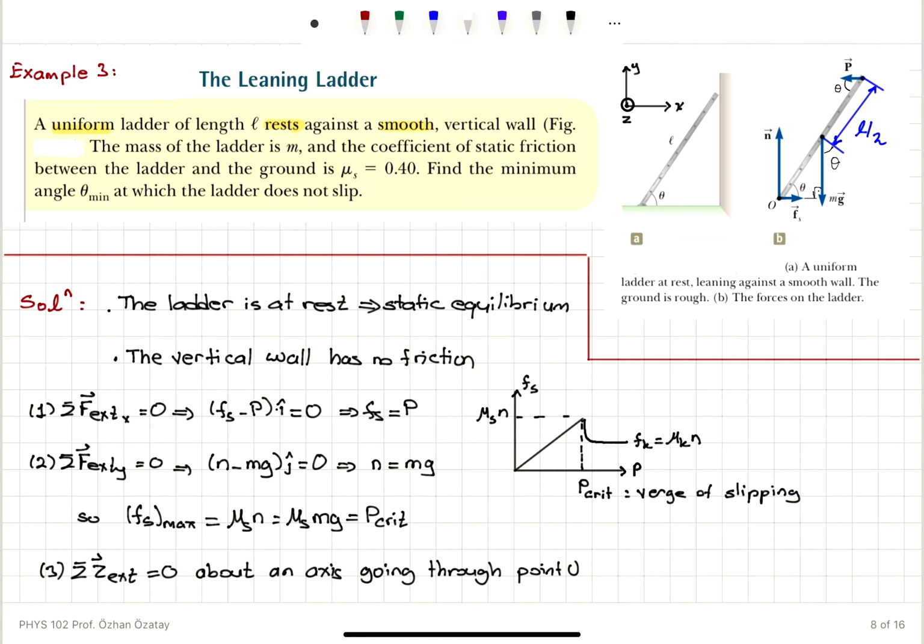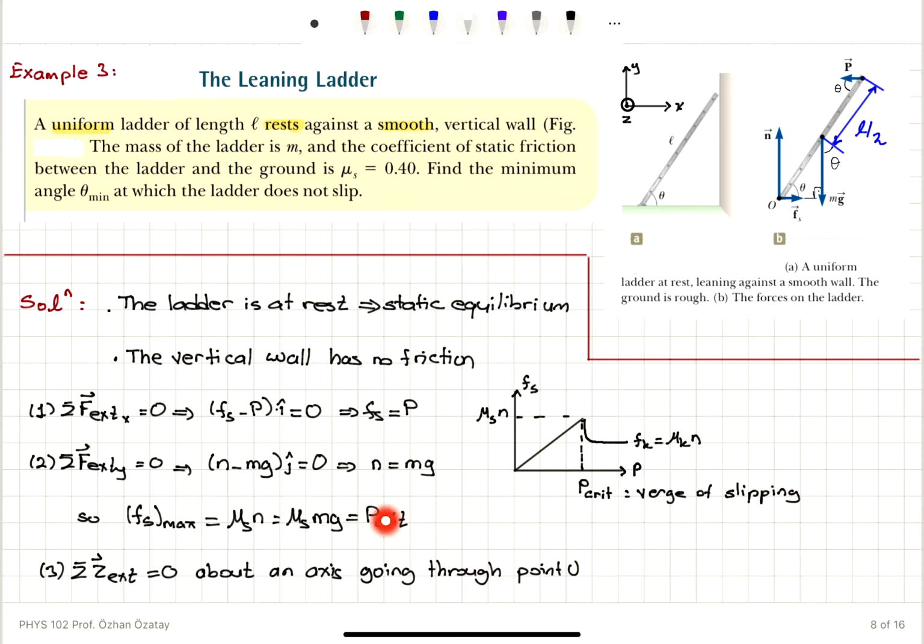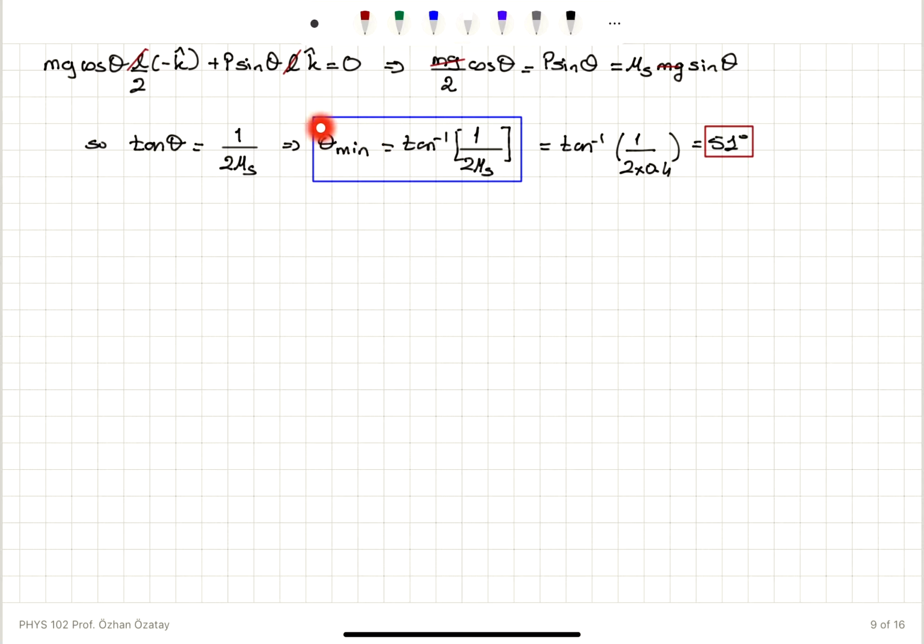And as for the rotational equilibrium requirement, my choice of the rotation axis is point O. The pivot point is point O, so that I eliminate the normal force and Fs having any effects on this torque. So only mg perpendicular component and the contact force P perpendicular component will have a torque. So writing this torque equation and substituting for P μs times mg, I find the minimum angle tangent inverse of 1 over 2 μs or 51 degrees.